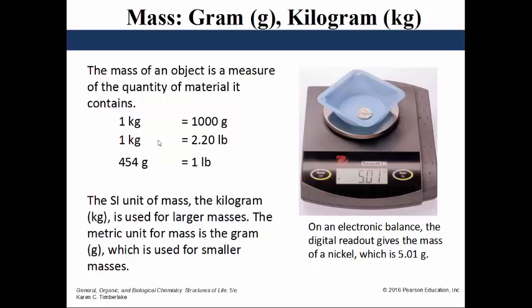1 kilogram is also the same thing as 2.2 pounds. And 1 pound is the same thing as 454 grams. Alright, in the SI units for mass, you will use the kilogram, or kg. That's usually used for larger masses. And in the metric system, you'll use the gram, or lowercase g, which is going to be used for smaller quantities of mass.